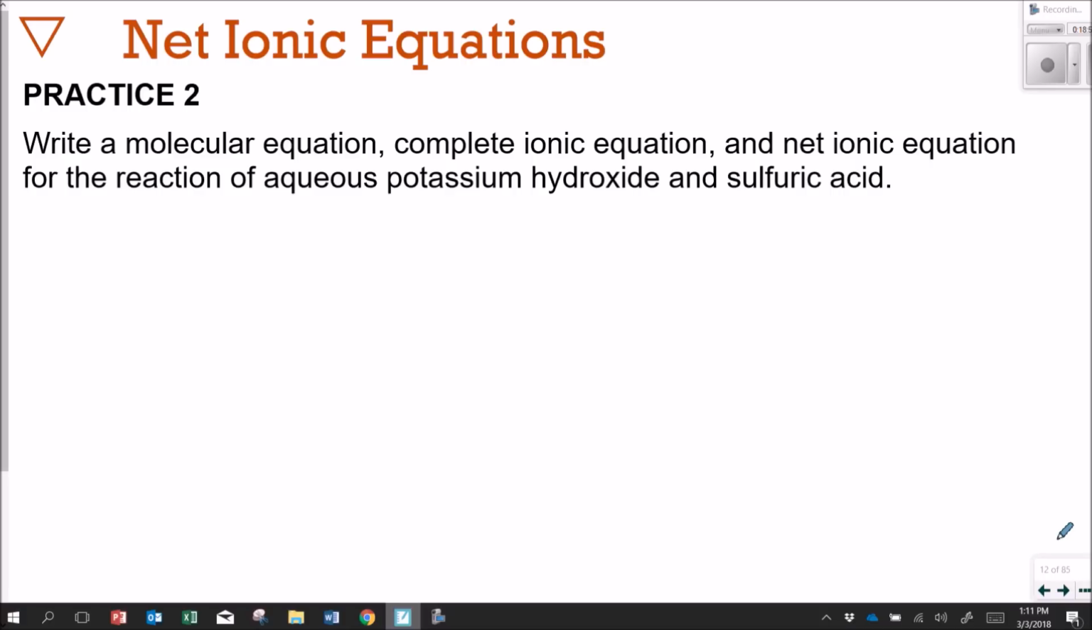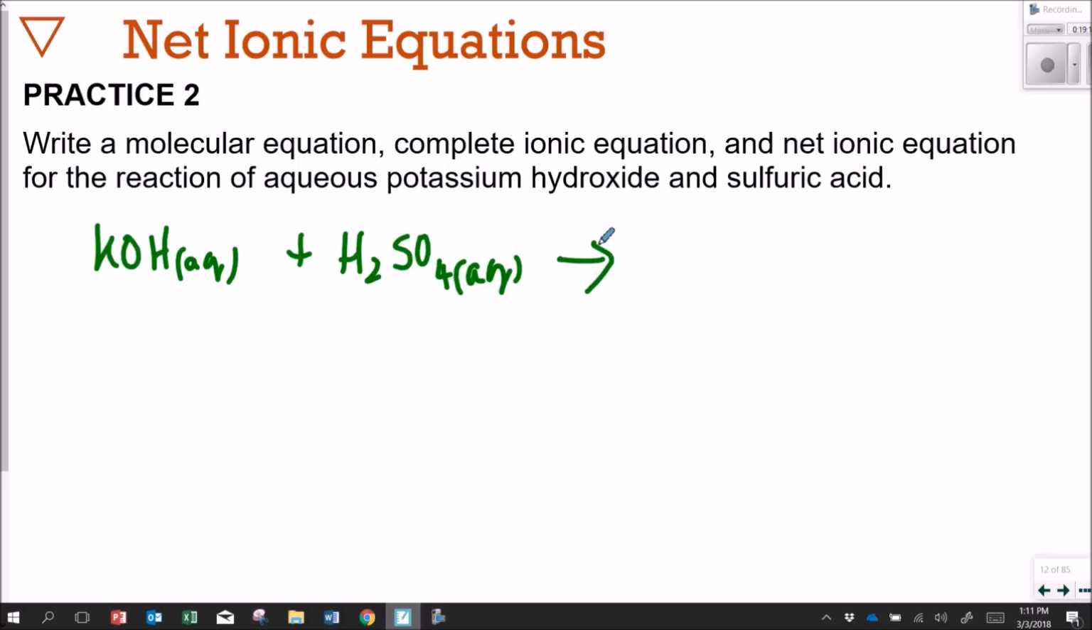So an example with an acid reacting with a base. If I have potassium hydroxide, so KOH aqueous, reacting with sulfuric acid, so H2SO4 aqueous, that will produce potassium sulfate, K2SO4, and water. Potassium sulfate is soluble, so that's aqueous, and water is my molecule that forms, remember, so there is a reaction. I balance it. I need a 2 over here and a 2 in front of water.